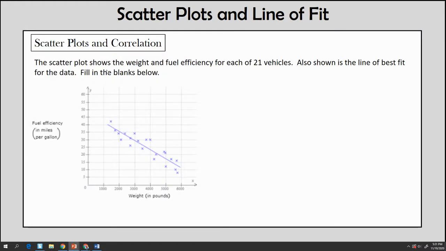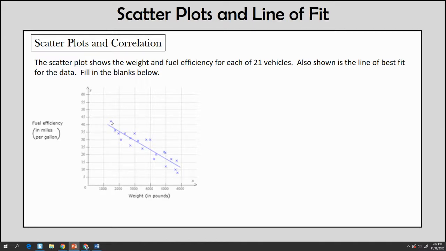All right, so looking at scatter plots and correlations, let's first talk about the scatter plot that we're given. This scatter plot is showing the weight and fuel efficiency for 21 vehicles. Also shown is the line of best fit for the data, and our job is going to be to answer some questions. But first, let's look at this. Our x-axis is representing the weight in pounds of the vehicles, and the y-axis is the fuel efficiency in miles per gallon. So this is bivariate. One variable, the x, is the weight, the other variable, y, is the fuel efficiency. So we're looking at how weight and fuel efficiency work with vehicles.